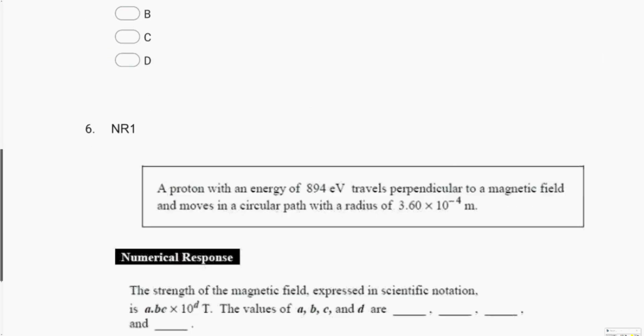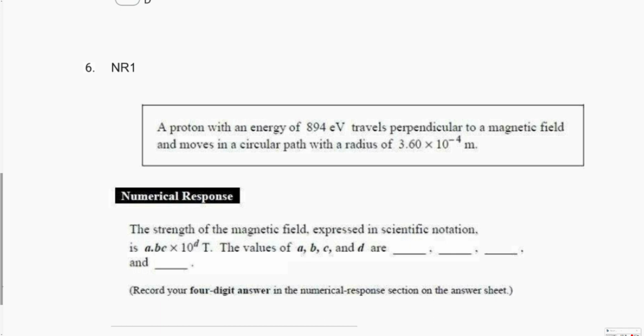Number 1. A proton with an energy of 894 electron volts. Remember dealing with that the other day? The electron volt thing last week? Perpendicular to a magnetic field, circular path.